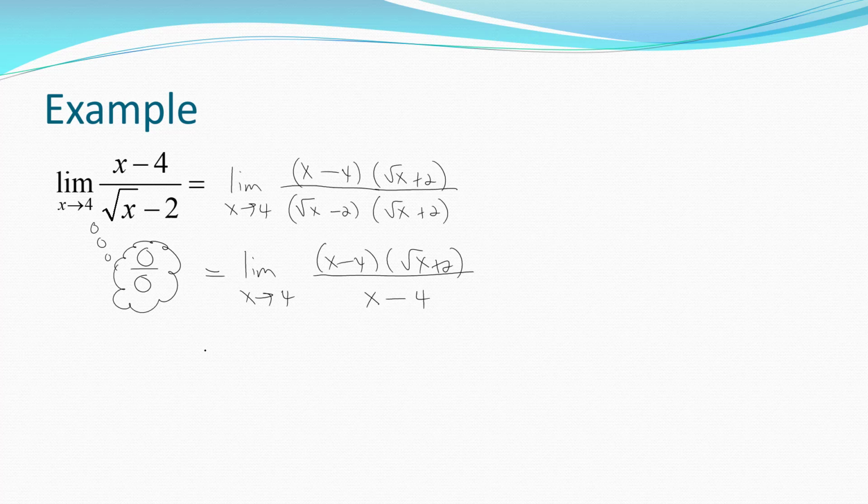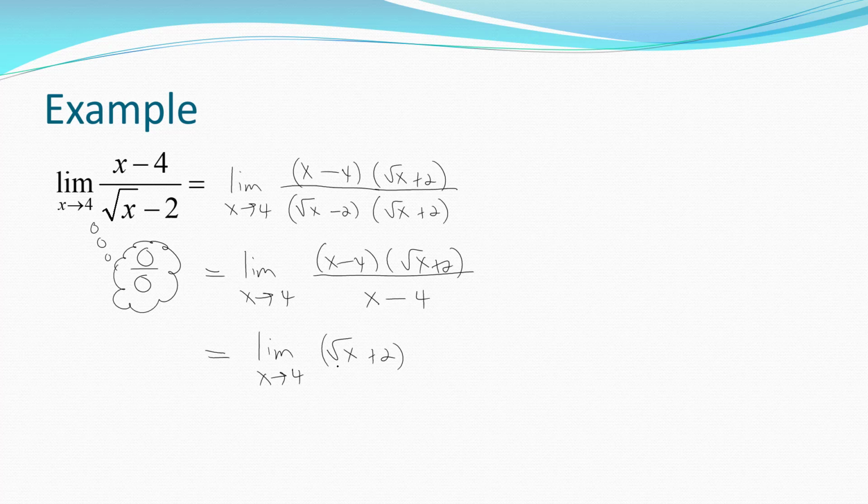Notice now, x is not 4. So since x is not 4, in the limit, these two functions have the exact same values. I'll just cancel the common factor to give you the square root of x plus 2. That's because x is not 4. So x minus 4 is not 0. So you have a non-zero common factor you can cancel.